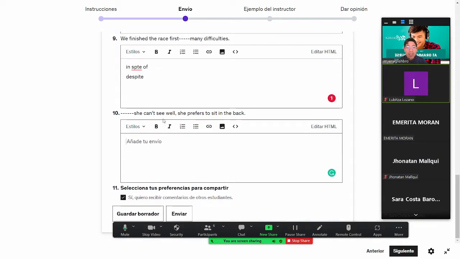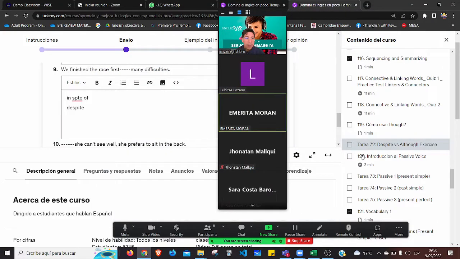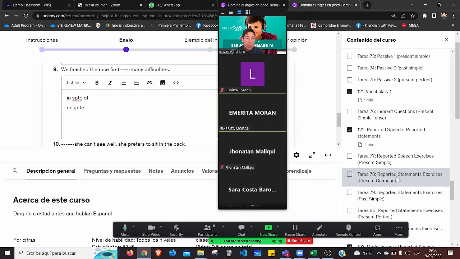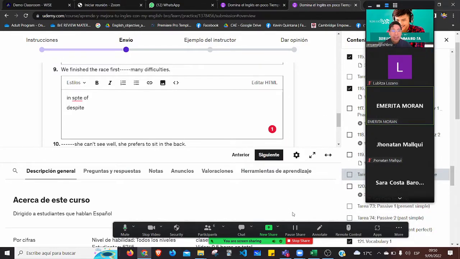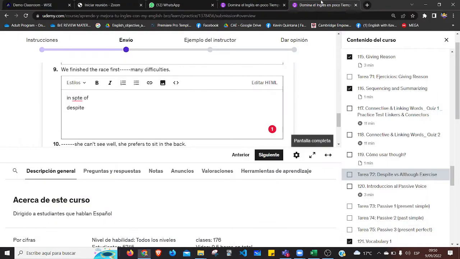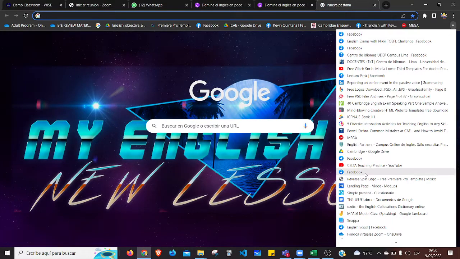Number 10. She can see well. She prefers to sit in the back. Although. Está sencillo, ¿cierto? Super easy. Ahora vamos a hacer otra pequeña práctica. Just give me a second. Any questions? Pueden volver a preguntarme. Todavía tenemos tiempo. Pregúntenme si desean que repita algo.